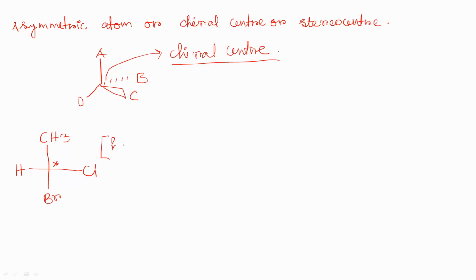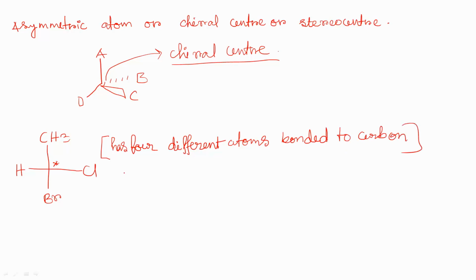Asymmetric has four different atoms bonded to the carbon.